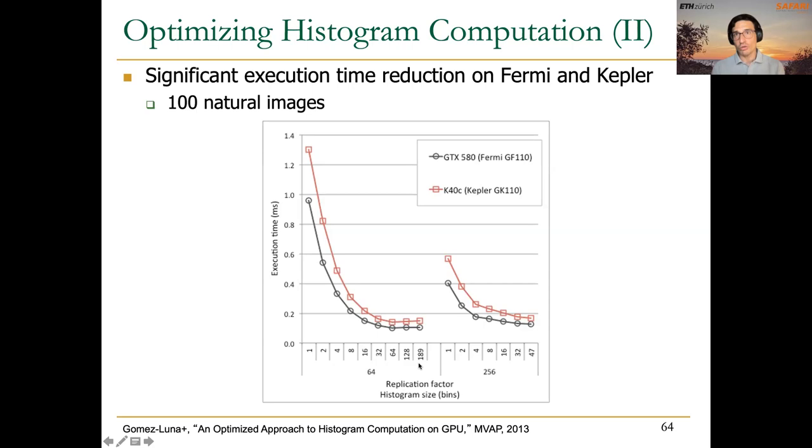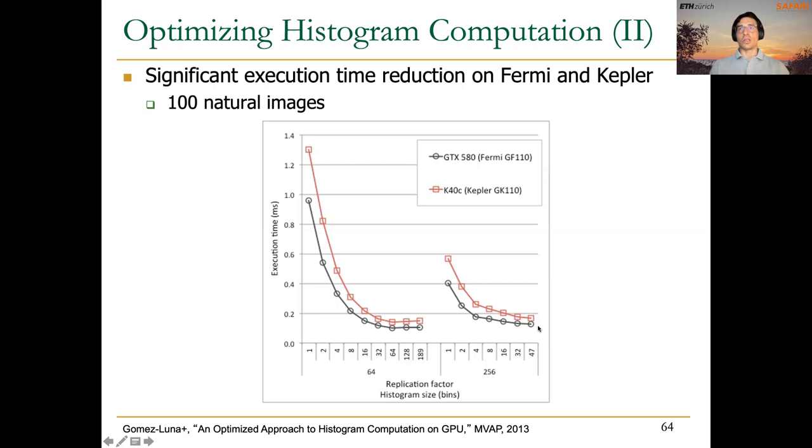In the case of 256, up to 47 subhistograms per thread block. Remember that we are using not only this replication of the privatized copies, but also padding, and you can see how much the execution time reduces as we increase the replication factor, producing a very interesting performance improvement.